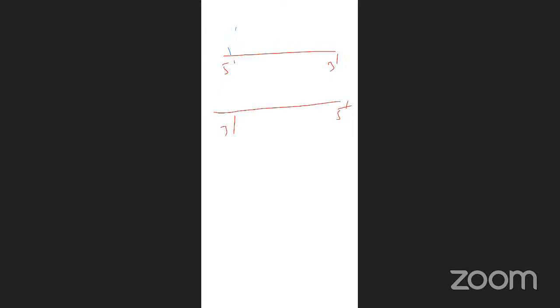Already the 3 end is present, and the primer is attached here. Polymerase is also attached here. Now it starts at the 5 end, in the backward direction. It is the 3 end, right? So now it synthesizes 5 end to 3 end, in the backward direction.